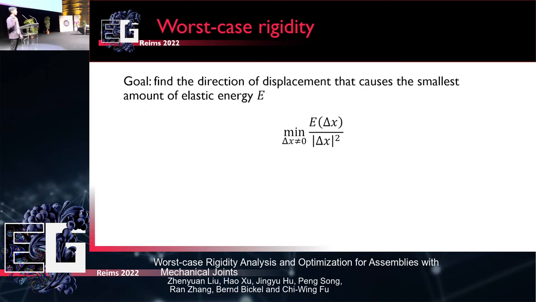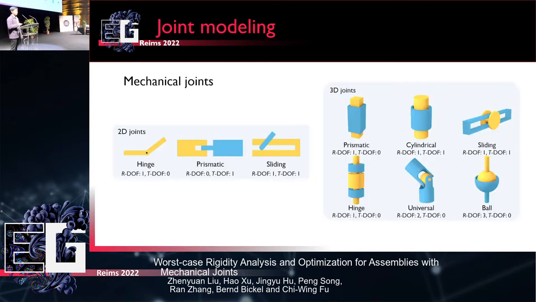We're minimizing the elastic energy induced by the displacement of the nodes over all possible directions. We just normalize it using the squared norm, and it becomes a minimization problem of this form. But this is not the end of the story because we have a very important part missing, which is the joint constraint. Because we're dealing with assembly structures and all the hassles around mechanical joints, we have to take that into account. Just to remind you, we're dealing with mechanical joints of arbitrary combinations of rotational and translational degrees of freedom.